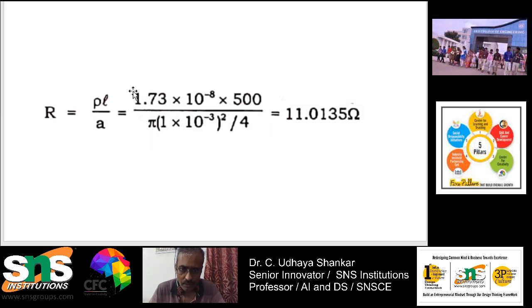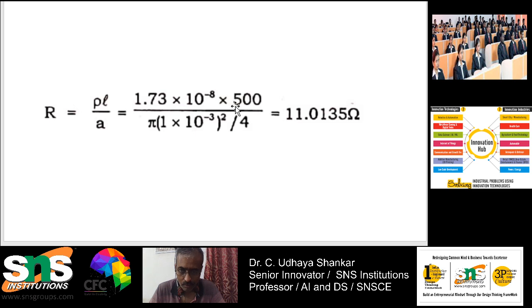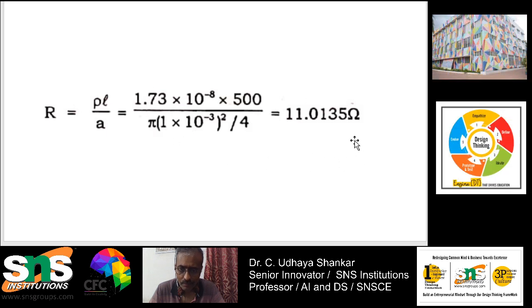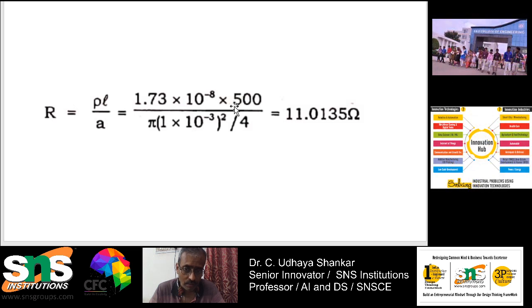1.73 into 10 power minus 8 is the resistivity. 500 is the length of that particular conductor or copper wire, and pi d square by 4 is the area. So rho L by A. By substituting it, we get the answer as 11.0135 ohms. This is the resistance of the copper which has the resistivity of 1.73 into 10 power minus 8 ohm meter, the length of the copper wire is 500 meter, and the diameter is 1 into 10 power minus 3 meter.